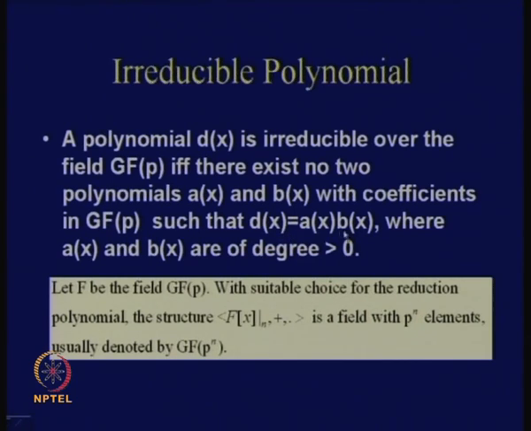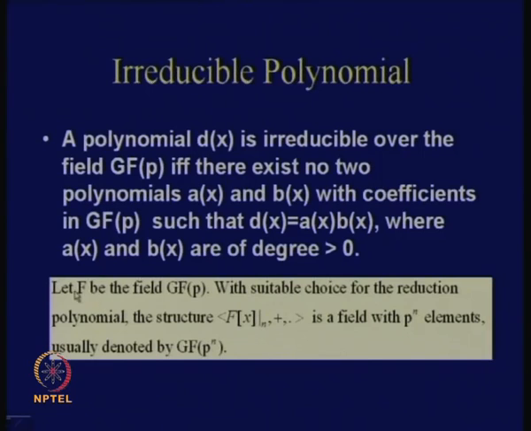That means that a(x) and b(x) would form the factors of d(x), and their degree is greater than 0 but less than the degree that we are considering, for example the degree of the field. So these elements, a(x) and b(x), should not be members of the field. There should not be any factor of d(x) which is in the field. Such kinds of factors are not permissible. That forms the definition of an irreducible polynomial.